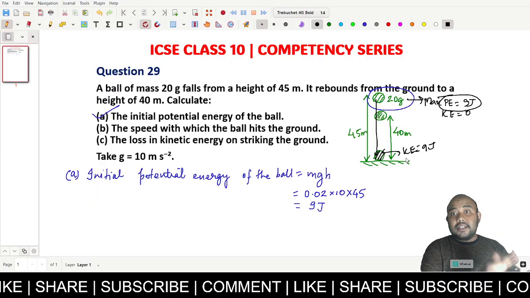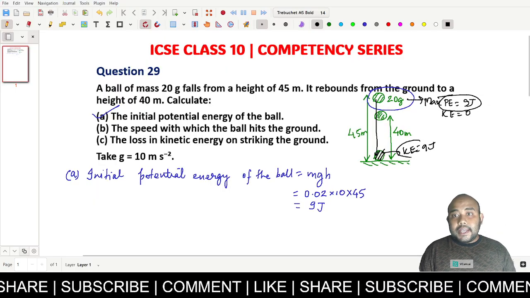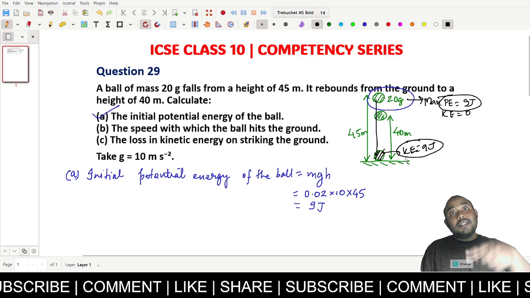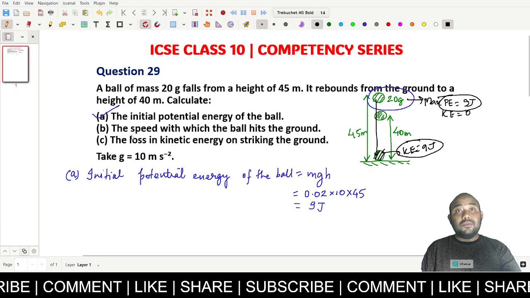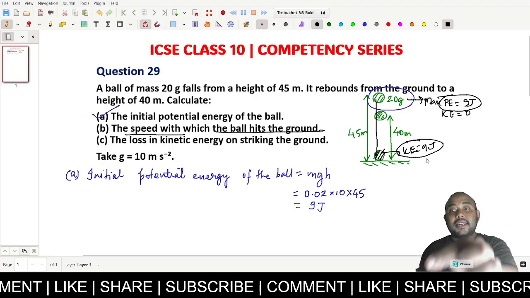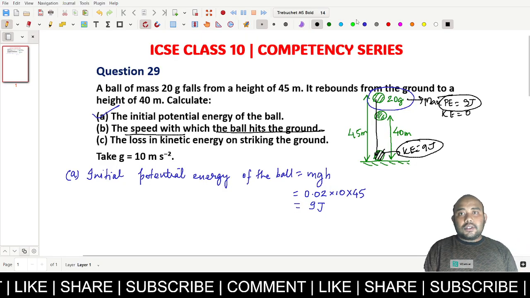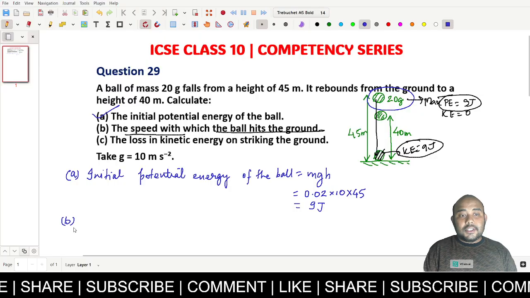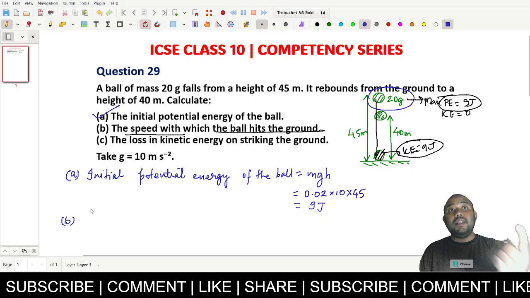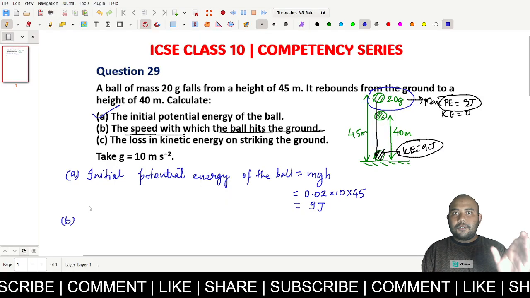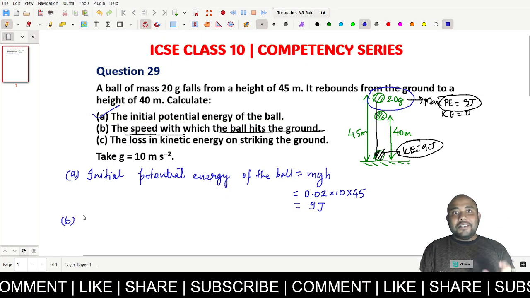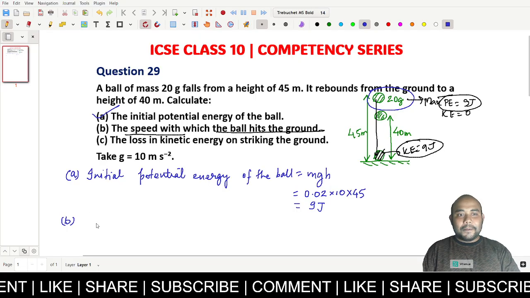So at that very instant when the kinetic energy is also 9 joule, what is the speed of the ball? That is what we have to calculate, the speed with which the ball hits the ground when the kinetic energy is 9 joule. So this is so easy. We know that the kinetic energy is 9 joule and we can calculate the speed of the ball at that point by the formula of kinetic energy, which is half mv square, where v is the speed of the body, the speed of the ball.